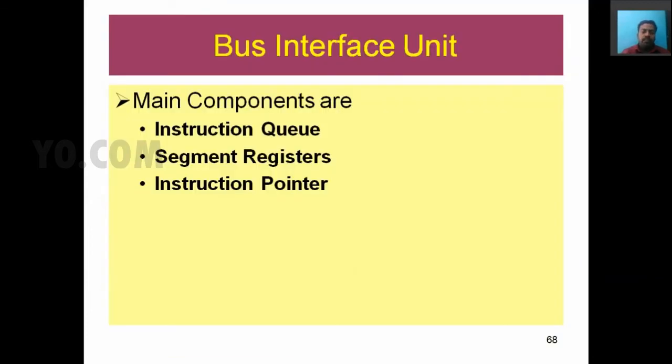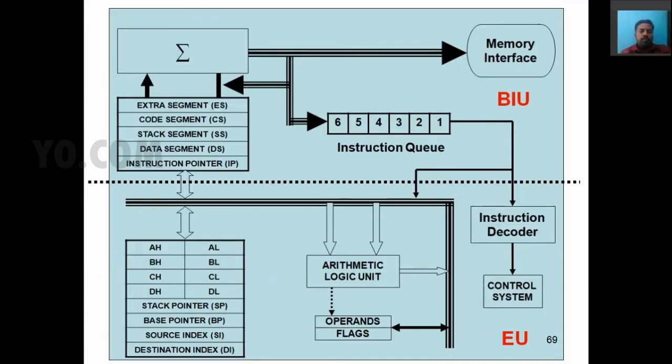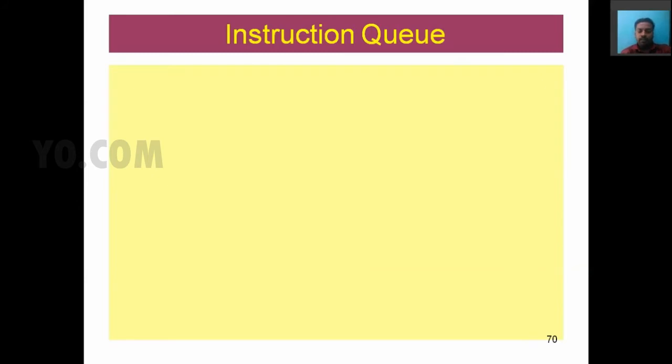Next, you are going to see the next part, that is the bus interface unit. It has three parts: the instruction queue, segment register, and instruction pointer. These are the bus interface unit. So this is the bus interface unit, the lower part, and the higher part has segment register, instruction pointer, and instruction queue. These are the three major parts in the bus interface unit.